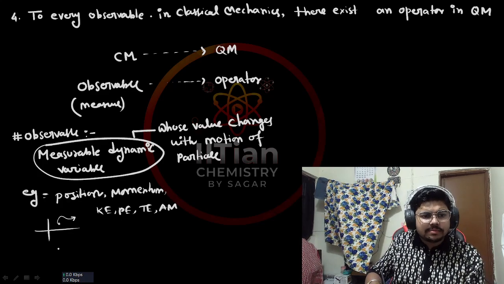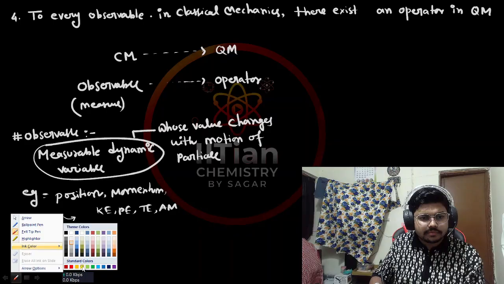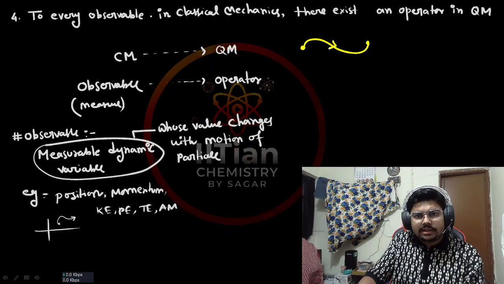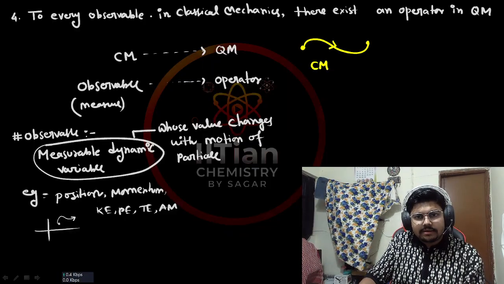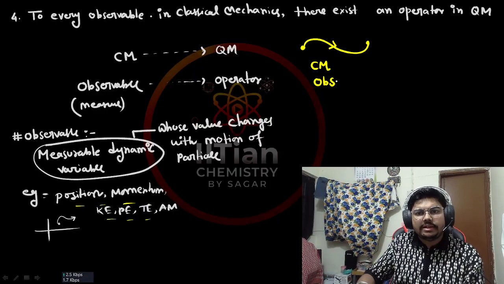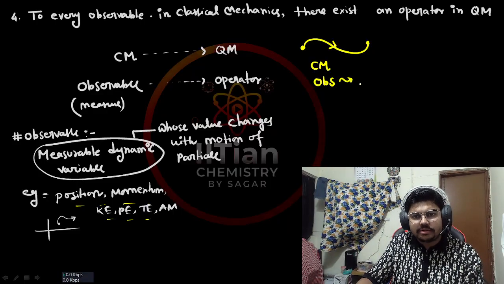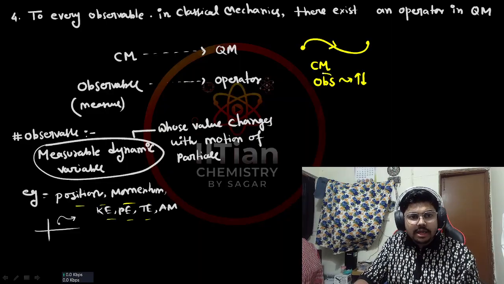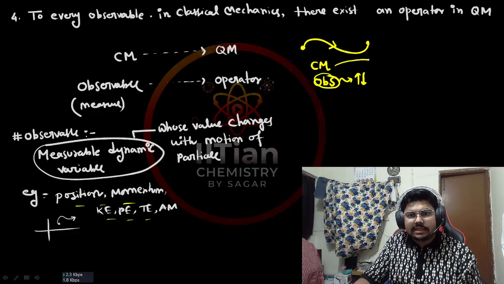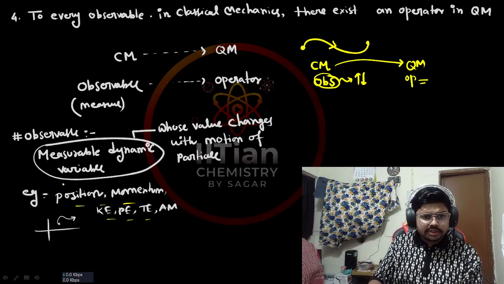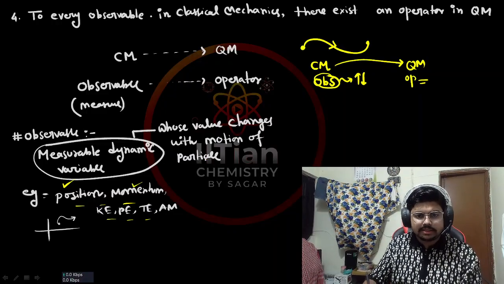If a particle is moving from one point to another, if a particle is in motion, then in classical mechanics the value of an observable, that means this kind of measurable dynamic variable, changes, right? Now, for every observable in classical mechanics, there is an operator in quantum mechanics. So, for position, there is one operator in quantum mechanics. For momentum, there is an operator in quantum mechanics.